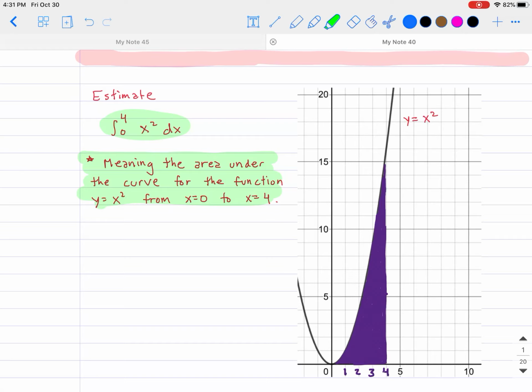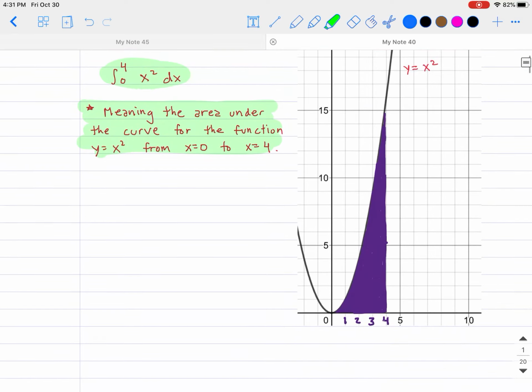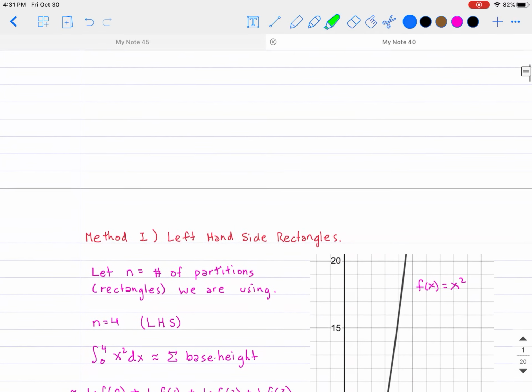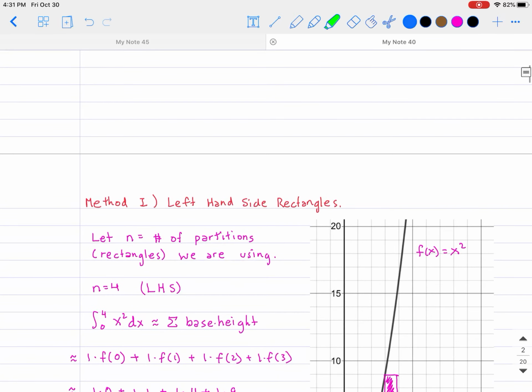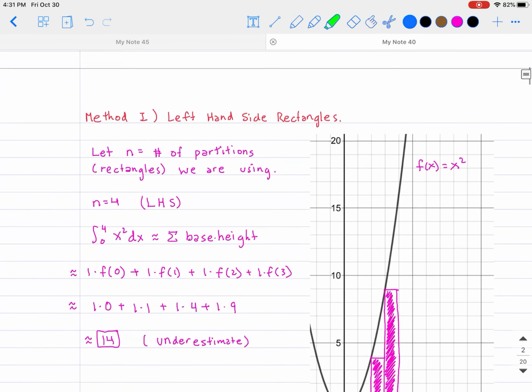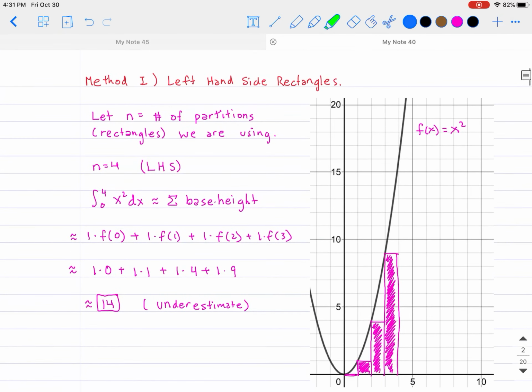Now, needless to say, we can't really easily find it because the upper bound, the height, is not going to be consistent. We can't just say base times height because it's not a rectangle. So we need to devise a way to estimate it. The way we're going to do that is first by creating something called the left-hand rule, or the left-hand side rectangles. Here's what that means.